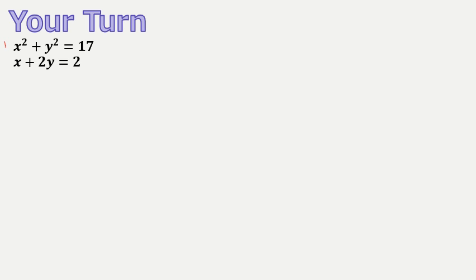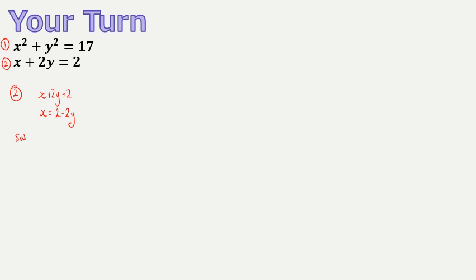So the first step I say is always label your equations, and I'm going to use equation 2 to try and get what x is equal to, because if I find what one variable is equal to, I can then substitute it back into the first equation. So I've got x plus 2y equals 2. So to get what one variable is, I'm going to have to take away 2y from both sides.